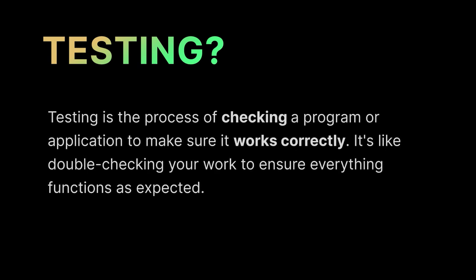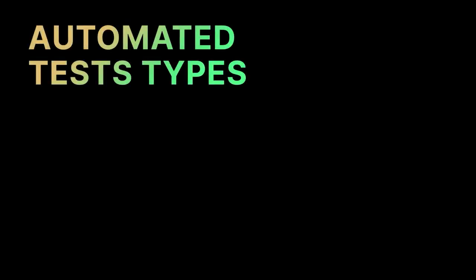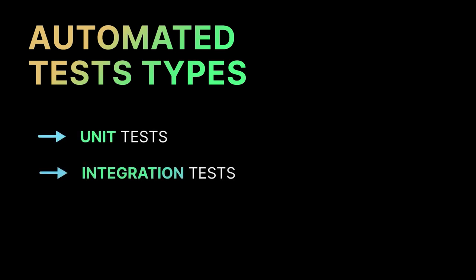Let's talk about testing. What is testing and why should you even care about that? Testing is the process of checking a program or application to make sure it works correctly. It's like double checking your work to ensure everything functions as expected. There are a lot of types of testing, but in this course we are going to be covering automated testing. There are 3 flavors or types of automated testing: a unit test, an integration test, and an end-to-end test. Let's break them down one by one.